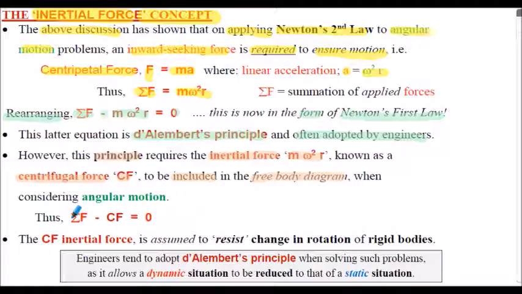So in other words, using D'Alembert's principle, the equation becomes summation of all the forces minus the inertial force, the centrifugal force in this case, is equal to 0. So the centrifugal inertial force is assumed to resist change in rotation of rigid bodies. As mentioned before, engineers tend to adopt D'Alembert's principle when solving such problems as outlined here, because it allows a dynamic situation to be reduced to a static situation.